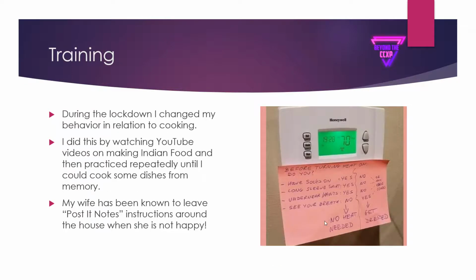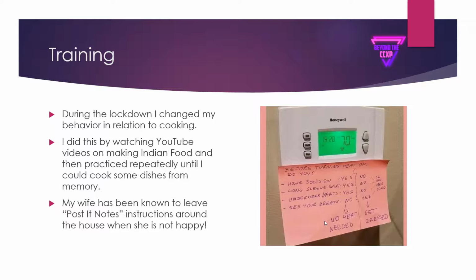Training. This is actually a comedy one, but during the lockdown, I changed my behavior in relation to cooking. I did this by watching YouTube videos on making Indian food and then practicing repeatedly until I could cook some dishes from memory. But my wife has been known to leave post-it note instructions around the house when she is not happy. She didn't write this one. I just grabbed this off the internet.